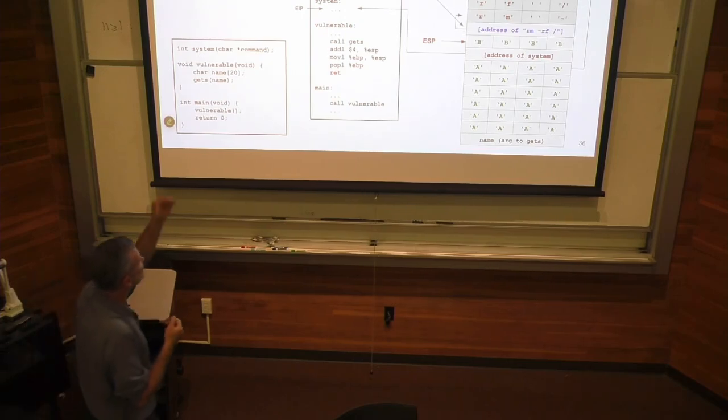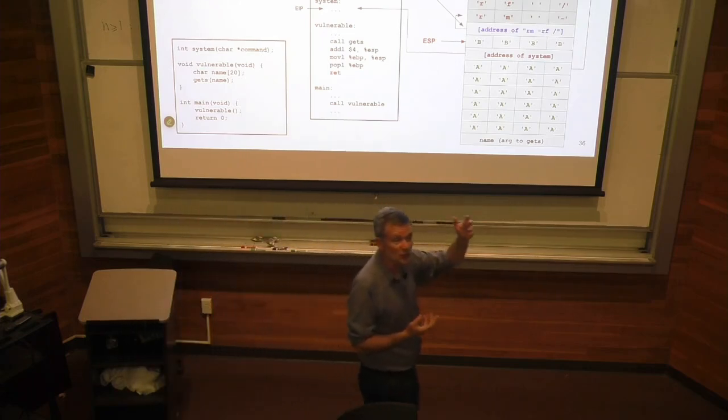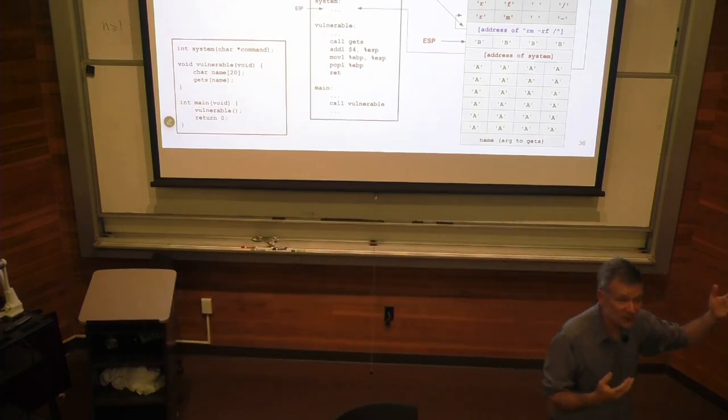So when the system function is done, its code will return. How does it know where to return to? It's the RIP on the stack. Where was that stored? It's right where the ESP was pointing when system got entered.